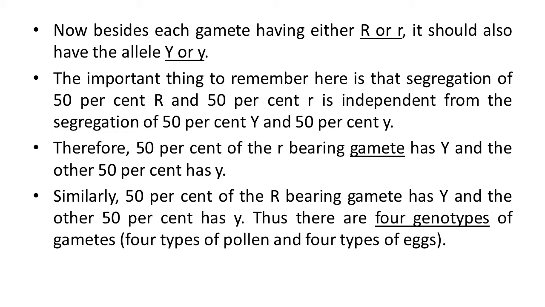So this way, by studying this entire mechanism, there are 4 genotypes of gametes. It means that for your understanding, we can assume 4 types of pollen and 4 types of eggs here. So by conducting this dihybrid experiment, now we can understand clearly the law of independent assortment.